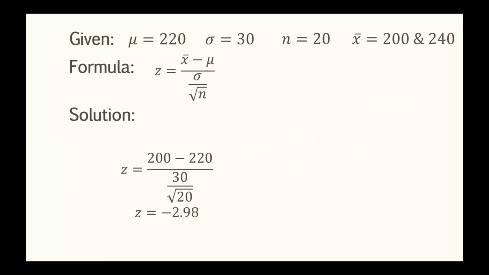Yung unang Z, kasi dalawa yung sample mean natin, so dalawa din yung Z-score na pwede nating i-compute. So we have here the first sample mean is 200, which is being computed. So 200 minus 220, which is the population mean, all over 30 divided by square root of 20. Using your scientific calculator, that is negative 2.98. The second sample mean is 240. So using the formula, we have 240 minus 220 divided by 30 over square root of 20. Using your scientific calculator, that is positive 2.98. So here, dalawa yung z-scores given the sample mean. The first z-score is negative 2.98. And then the second z-score is positive 2.98.